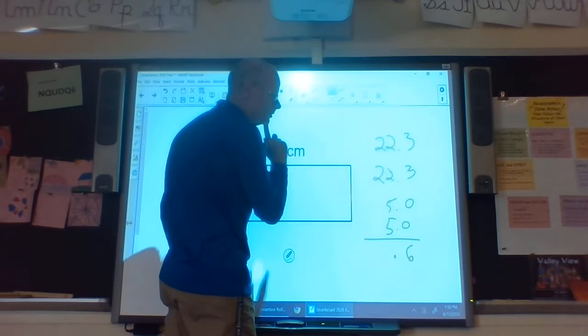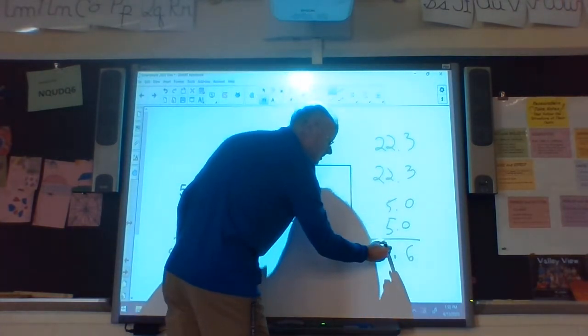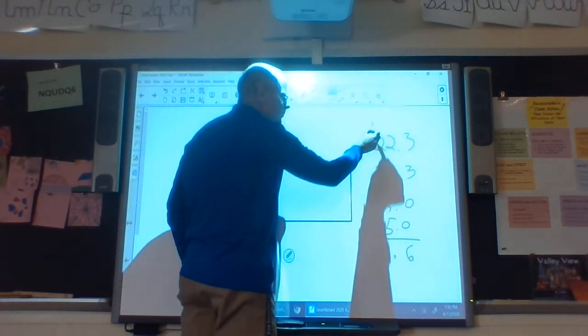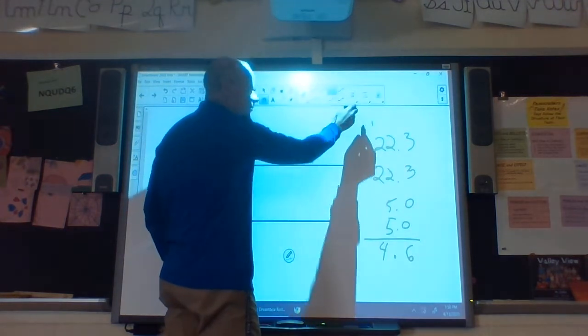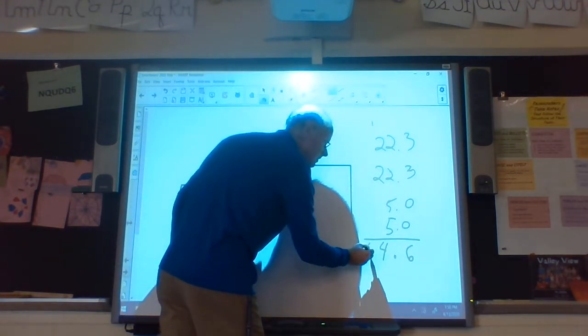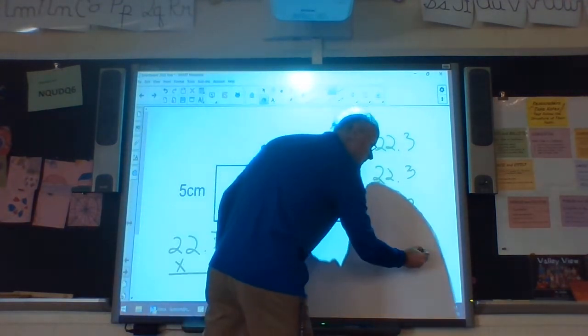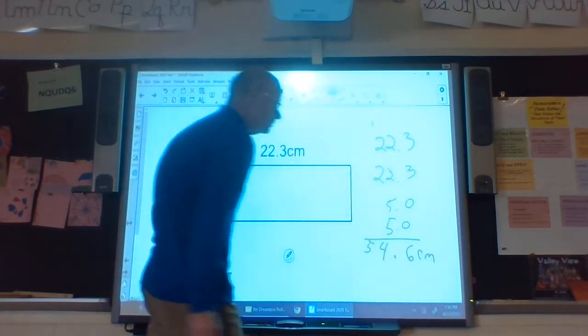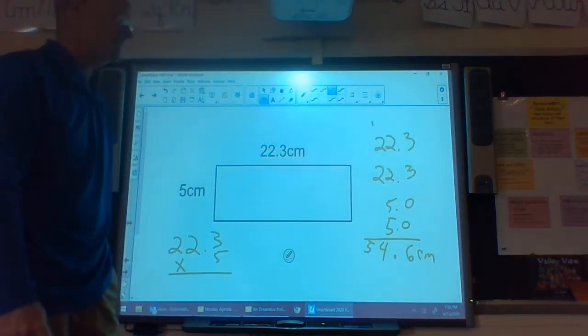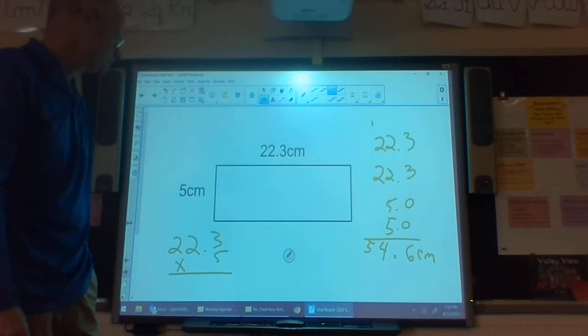2 plus 2 is 4, plus 10 is 14. Put down a 4, carry a 1. 2 plus 2 is 4, plus 1 is 5. So hopefully you ended up with 54.6 centimeters for your answer.